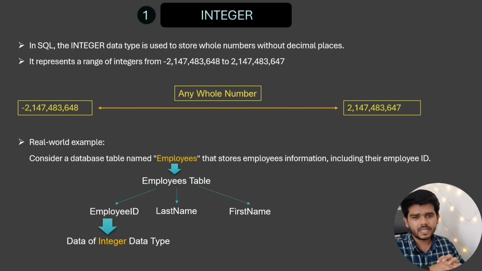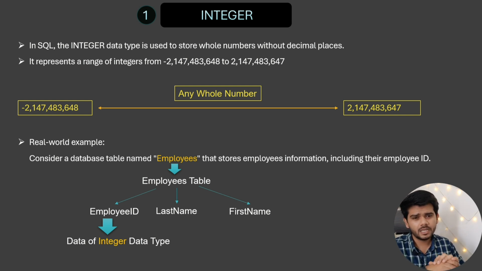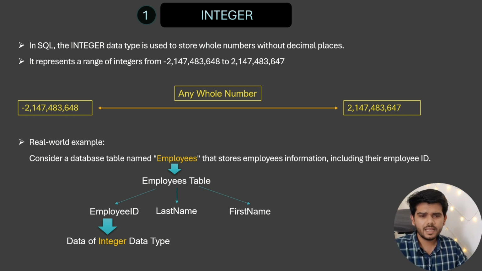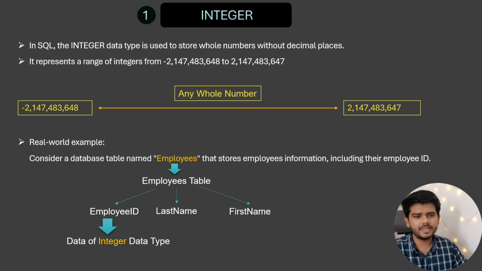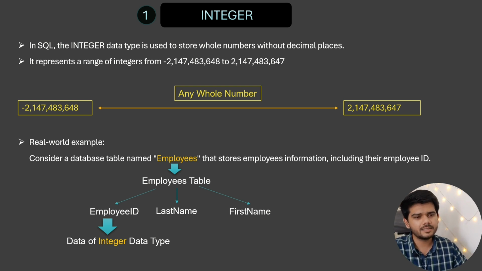In SQL, the integer data type is used to store whole numbers without decimal places. For example, 5, 10, 10,000, 5 lakh, etc. So we can store any whole number which doesn't have decimal places. All these values we can store in the integer data type. The second point is talking about the range within which our integer value can vary. That is on a scale. We can see here the left is the lower limit and the right is the upper limit, and our whole numbers have to be within this limit.